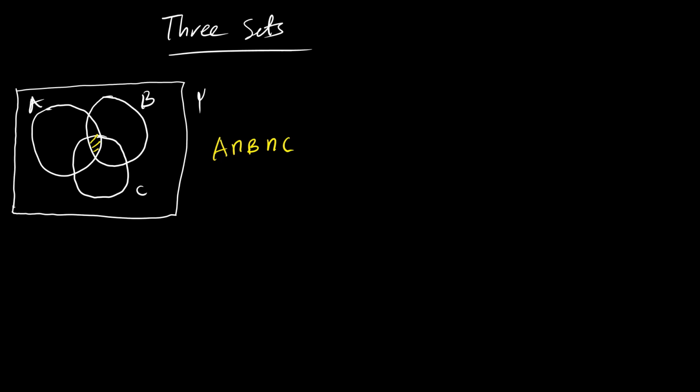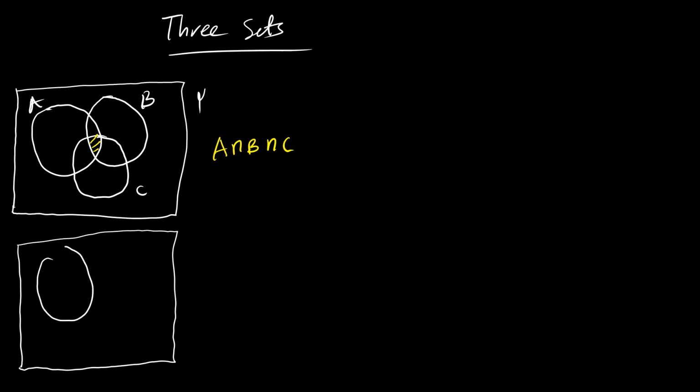The second one is union. Again, we use another Venn diagram. So there we have set A, set B, and set C, labeling this A, B, C. And just as we saw for the 2 sets, all the points covering this circle refer to A union B union C. Just as we have here.